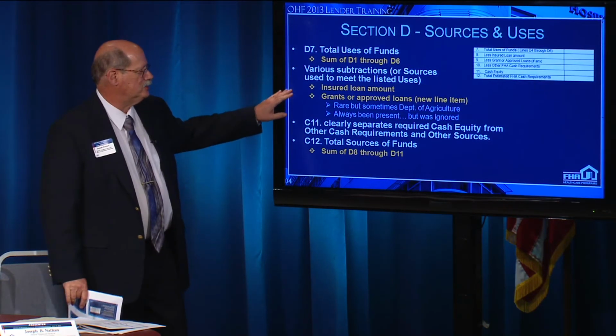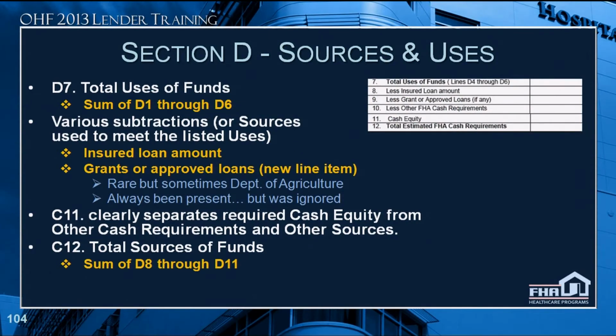Total uses of funds. So before we had sources of funds, now we got total uses of funds. Guess what? That was everything that we just did above. Don't ask me why I didn't get total uses on the previous slide. Okay? But now we've got the total sources. Where am I going to get the money from? And quite frankly, line 12, total estimated FHA cash requirements. If I really had better thoughts, I would rename that total sources of funds now. But that's the sources that go in there to make up the above.